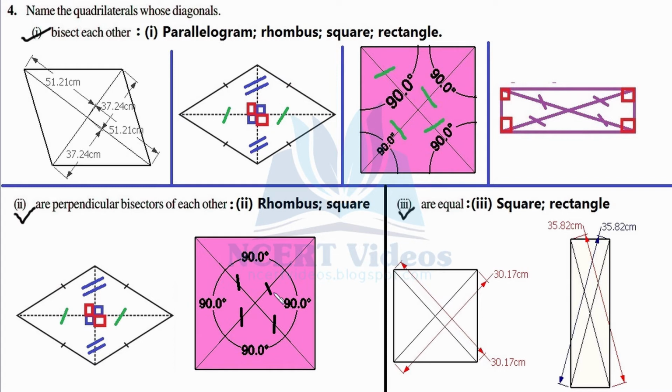So you see how easy it is to solve when you know exactly the properties of two-dimensional figures that we have studied in the chapter named Understanding Quadrilaterals. With this, our fourth question has been solved.